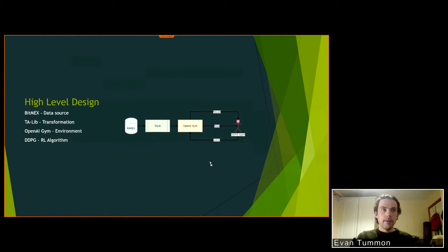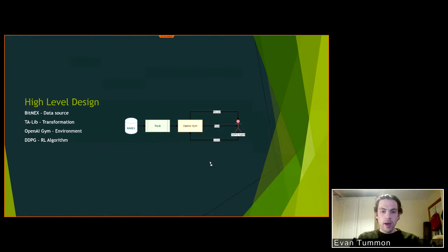So here, our high-level design, we can see BitMEX is the data source. So we pull down all our data from BitMEX's Python APIs. This data is then used to create some new features in the form of technical indicators. This feature engineering is done using a library called TALib. And the newly transformed data is then passed to a custom environment created using OpenAI Gym's interface. And finally, the DDPG reinforcement learning algorithm will interact with OpenAI Gym's environment to train its model.